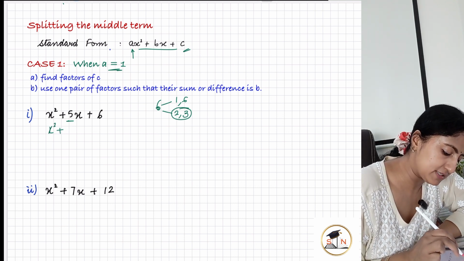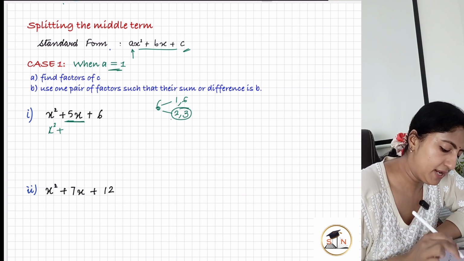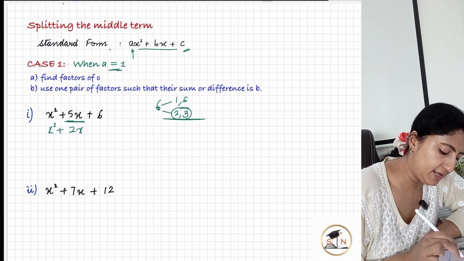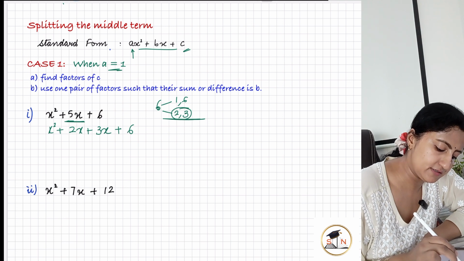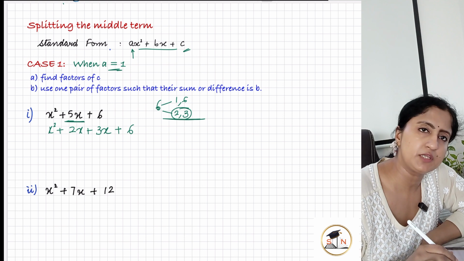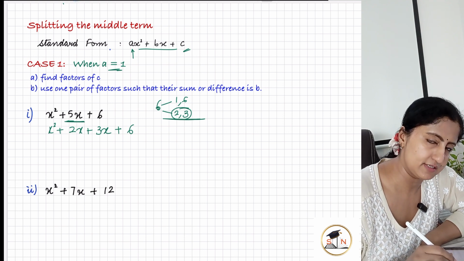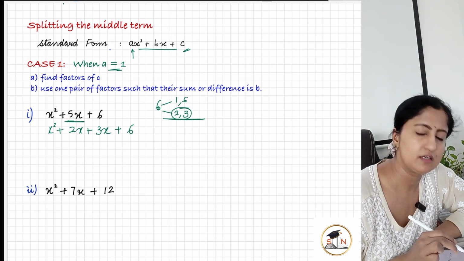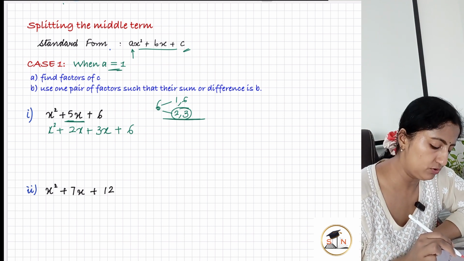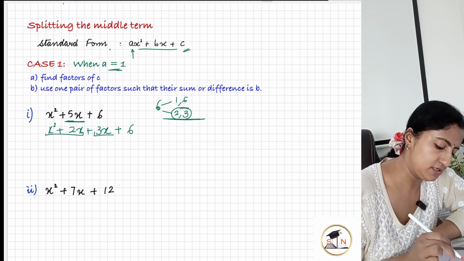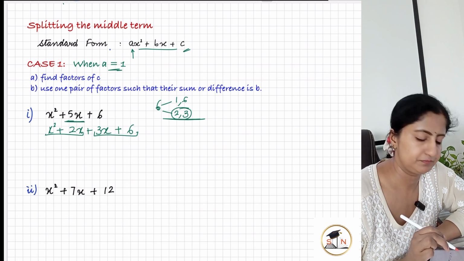x square plus, now 5x is going to be broken into the 2 and 3 that we have selected. So it would be written as 2x plus 3x plus 6. Because, see, initially we started from the constant term. We found the factors and now we kept the 6 as it is, but we have split the middle term, that is 5, into 2x and 3x. Now the next step, make groups of the two terms like that.